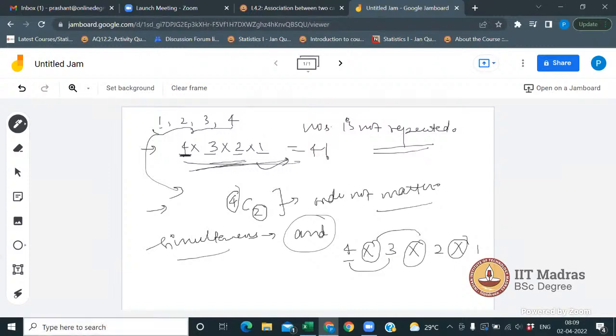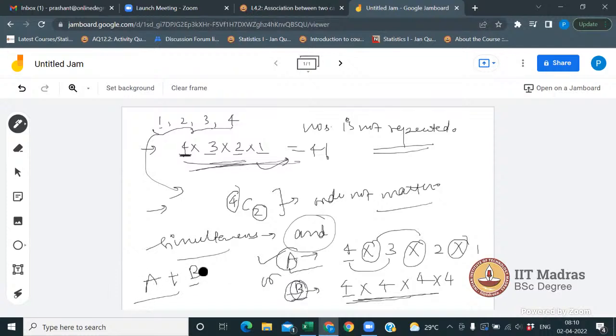And non-simultaneous means, for example, you have to choose 4 or 3 or 2 or 1. You can choose without repetition or with repetition. For example, with repetition it will be 4 into 4 into 4 into 4. But this pattern is especially simultaneous. If I'm asking you can choose either A or B, at one time only one thing will happen, A or B. That is non-simultaneous. Simultaneous means the "and" operation will be applied, these things and these things and this thing and this.